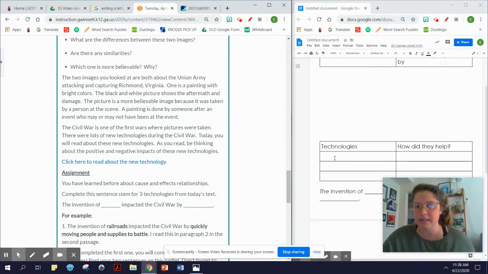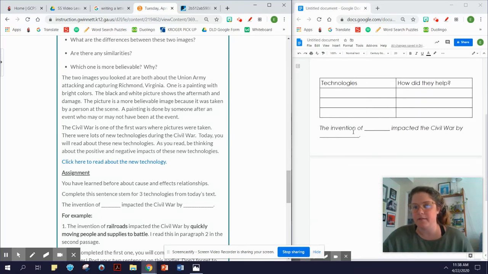Then you're going to use this sentence stem: The invention of blank impacted the Civil War by blank. Just by looking at the two images that we looked at up there, I know that the camera was a new technology, and it was the first war where there were photos taken. So how did it help? How did it impact? Maybe the positives or negatives. I'll put a plus sign up here. You can create something like this at home where you jot down while you're reading the technologies, because I'm going to do one and then you're going to do 2 sentences.